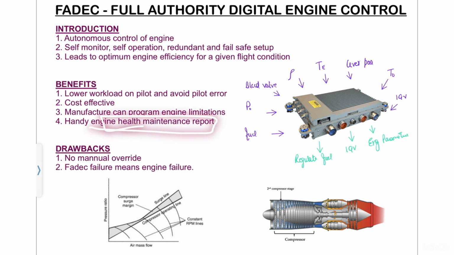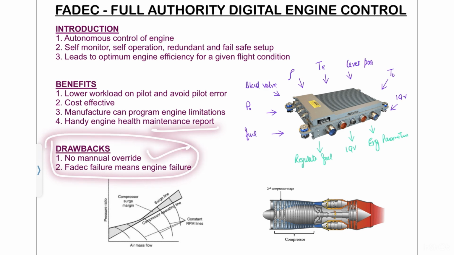Handy engine health maintenance report. Health maintenance report, as in, all these parameters are anyhow being read by the FADEC and being recorded, and that's why after each sortie, after each flying, these parameters can be recorded and a health maintenance report can be read. Drawbacks: since there is no manual override, FADEC failure means engine failure.